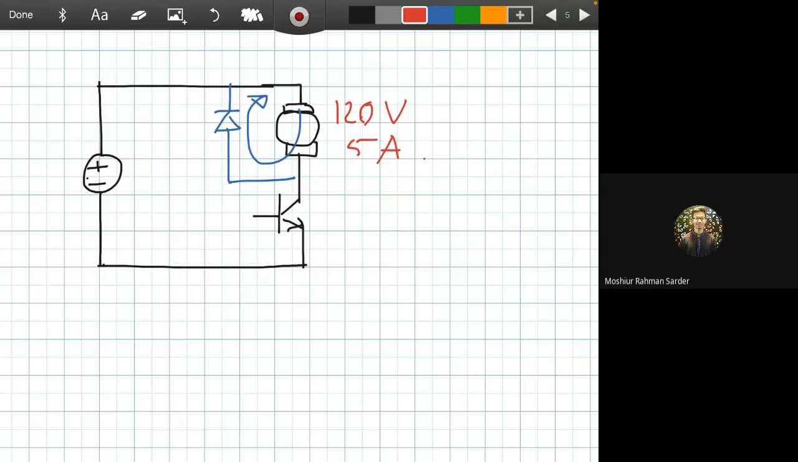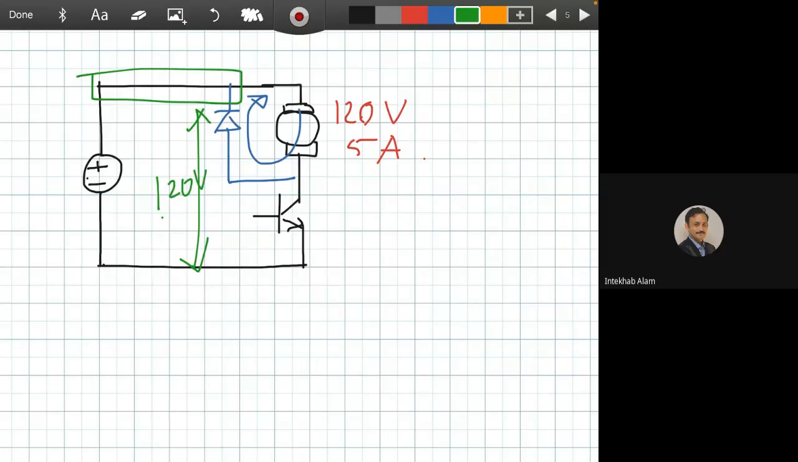120 volts. Yes, it's good. Excellent. So I need to clarify. Maybe both of you have understood it properly, but I need to clarify for others. Here we have 120 volts. Do you agree? Yes, compared to ground.